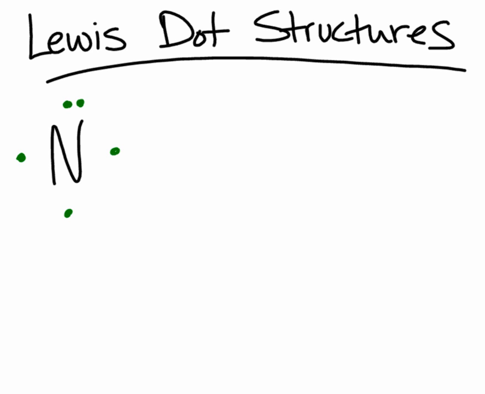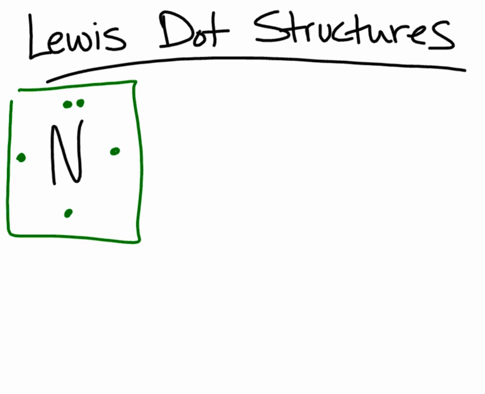You may hear me also say Lewis dot structure, Lewis dot diagram, or just Lewis structure or Lewis diagram. But this is it. That's all you're doing. It's pretty easy. Let's take a look at the next one.